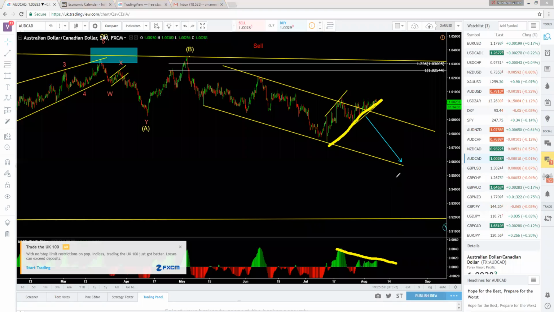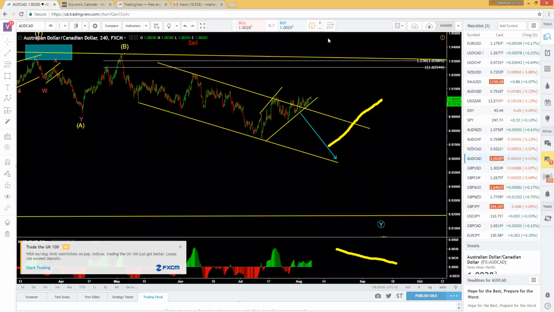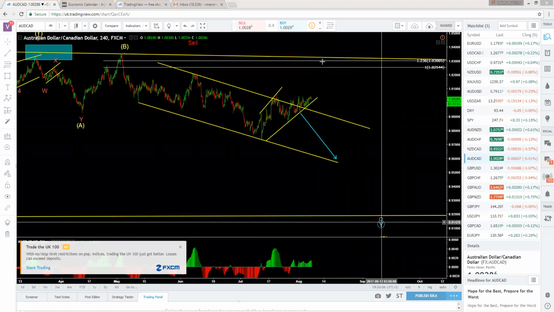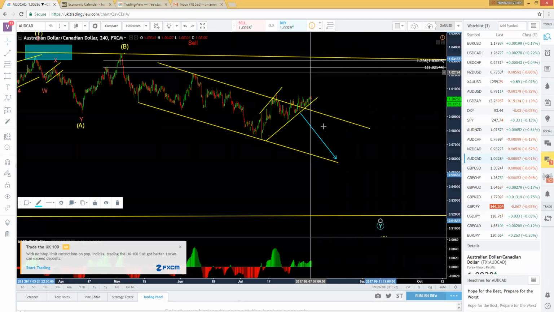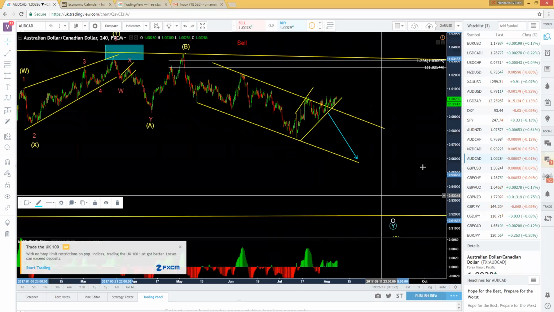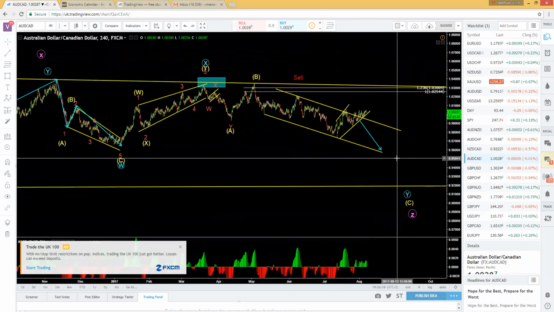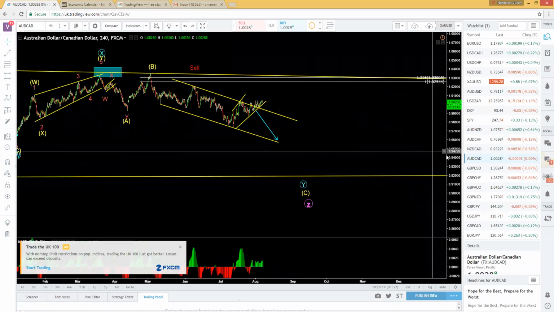So we may still reverse and get the completion of that Z wave, which is where we'll be looking to buy. So keep this one in check. Keep an eye on this one for a down move. But if we do complete this down move, which will complete this purple Z, so many pips to the upside, similar to US dollar CAD.